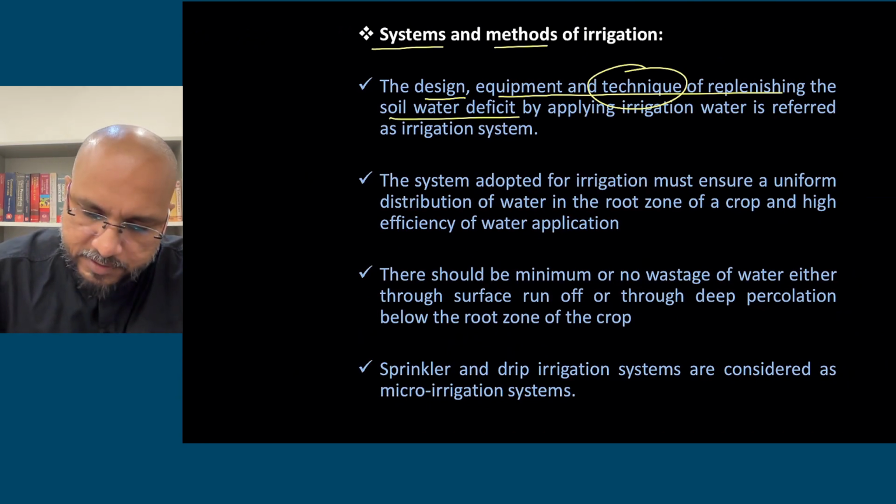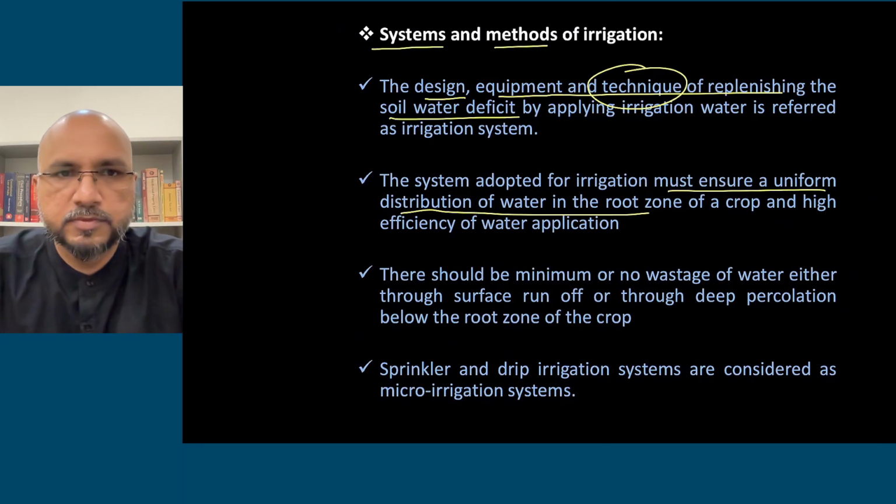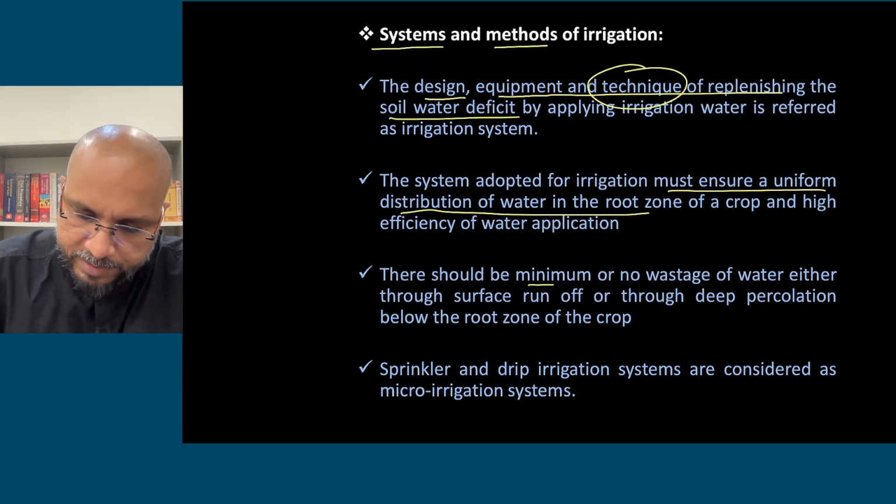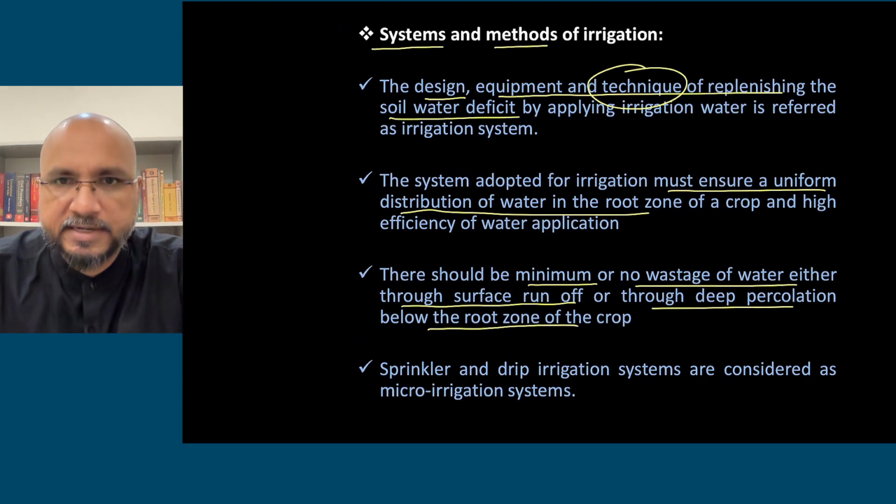So the system adopted for irrigation must ensure a uniform distribution of water in the root zone. So there should not be insufficient irrigation, and there should not be excess application, because it can have adverse effects, right? So optimum water supply should be there. So there should be minimum or no wastage of water either through surface runoff or through deep percolation below the root zone. Now, whatever technique you use to apply water to the soil, you should ensure that there is minimum wastage. Okay, so application efficiency should be higher, water application efficiency.